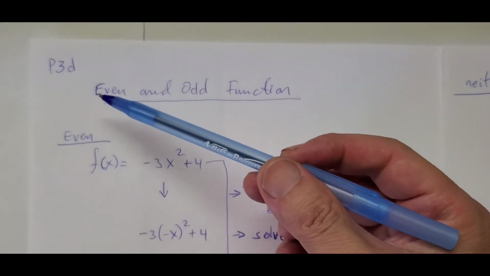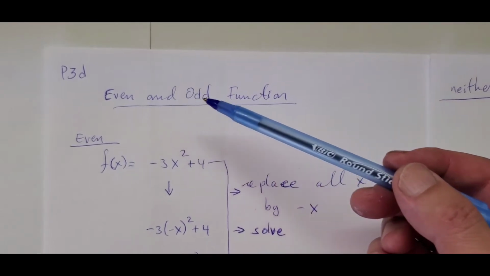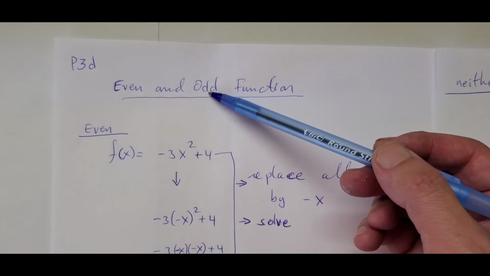This lesson is on P3b. We're trying to find even or odd functions. Let's do even first and then odd.